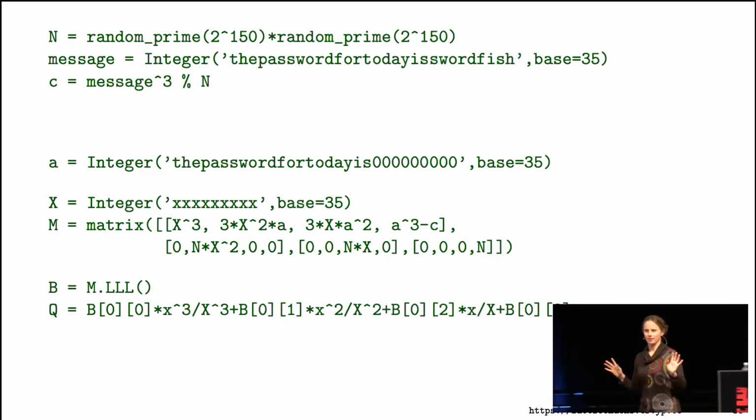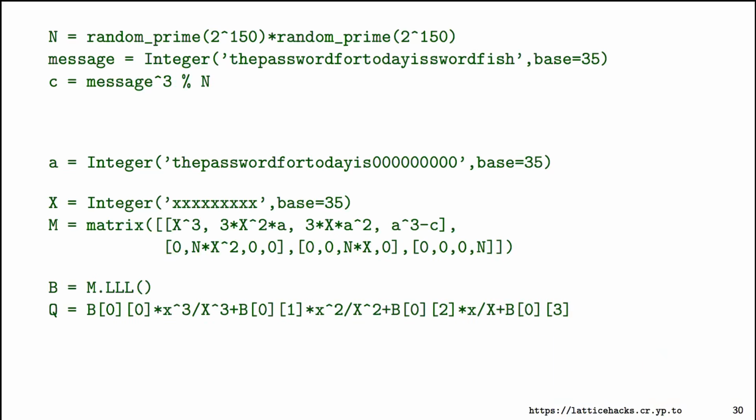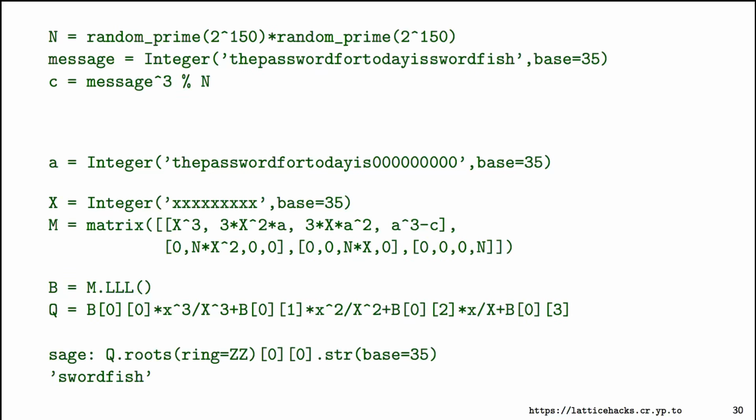What do I do with it? I run LLL on it, as before. I get some vector. I construct a polynomial from the coefficients of this vector. Magic. And when I look at the roots of the polynomial, I get the piece of the message that I didn't know back out again. Magic trick. I hope you guys have been scared into never trying to implement RSA on your own at this point.